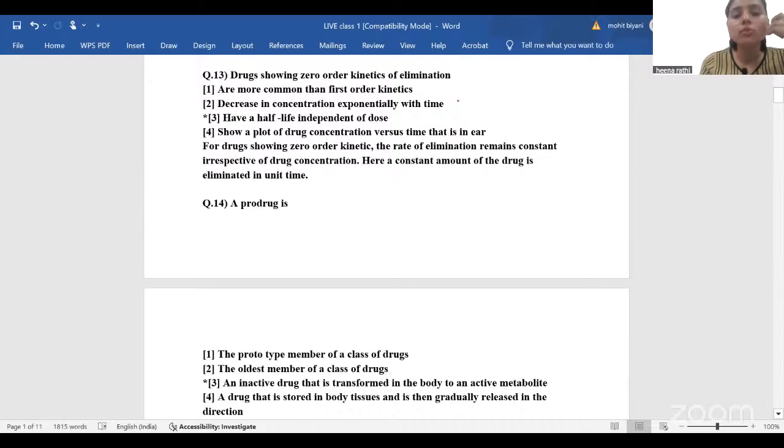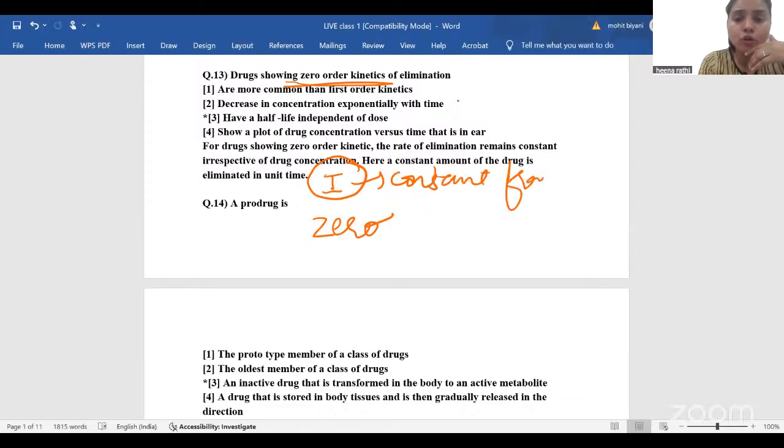Next question says that a drug shows zero order kinetics of elimination. First, what is zero order kinetics? Every drug follows some kinetics. Either it can be first order kinetics or it can be zero order kinetics. The very important thing is to understand what is first order kinetics. First order kinetics means a constant fraction of a drug is eliminated after every half-life. What does it mean? What is the constant fraction?